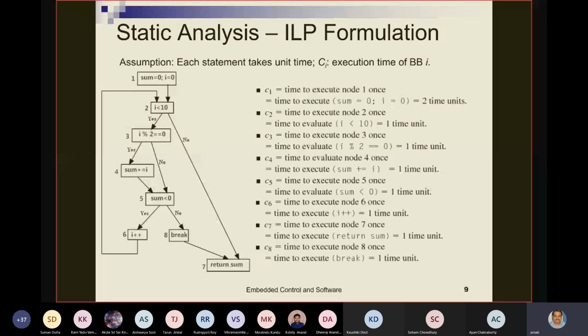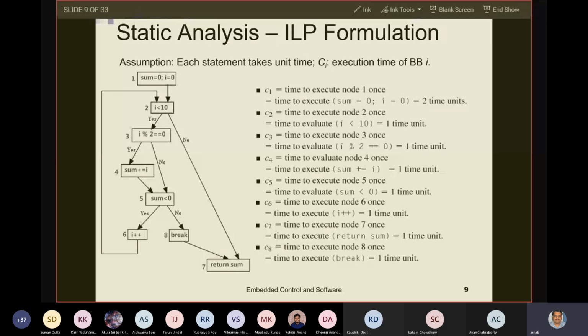In slide number 9, we have found the worst case execution time of each of these basic blocks. Basic block 1 takes 2 units of time and all other basic blocks take 1 unit of time, because they involve just one line of code. This does not happen in practice though. If time would permit, we could have easily seen for a given general C program how much time each basic block takes, but that is not important here. We just want to understand how this ILP runs.